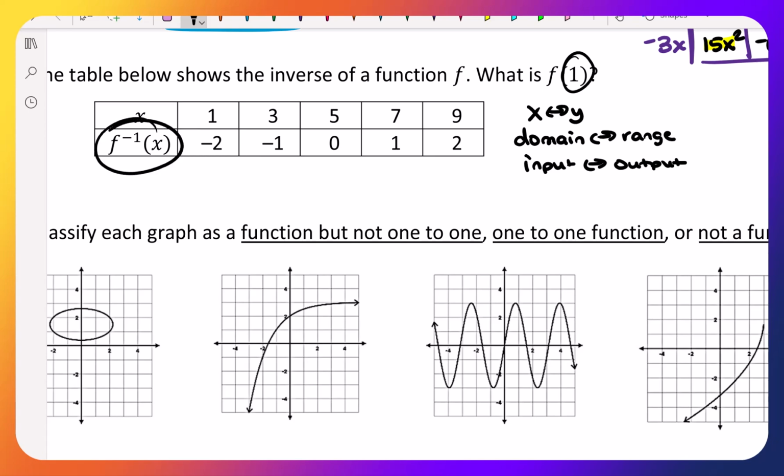This table is the inverse. So this would be the domain here, but it would be the range on your inverse, and the range is your y value. So if you're looking for the y value for 1, it is right here, which means that the answer is going to give you 7. And that's it for part 3.